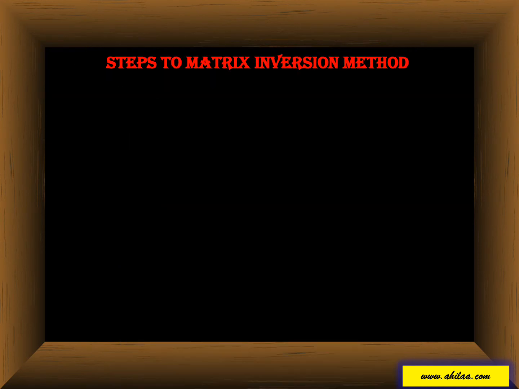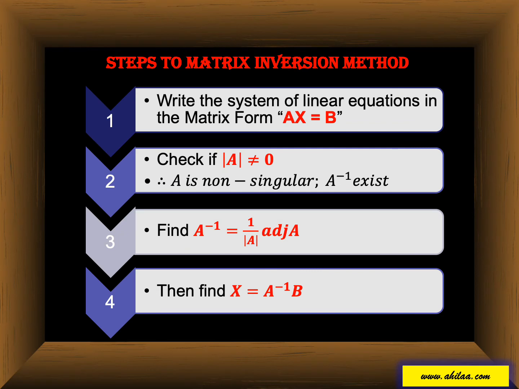Steps to matrix inversion method. First, write the system of linear equations in the matrix form, that is AX equal to B. Second step, check if determinant A not equal to 0. Then A is non-singular. Therefore, we say A inverse exists. Third step, find A inverse using the formula 1 by determinant A into adjoint A. Fourth, find X equal to A inverse B.